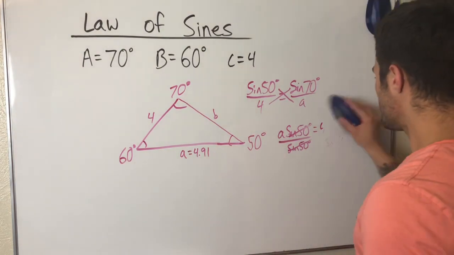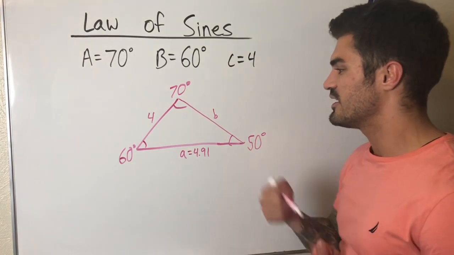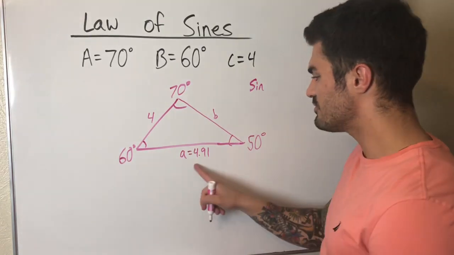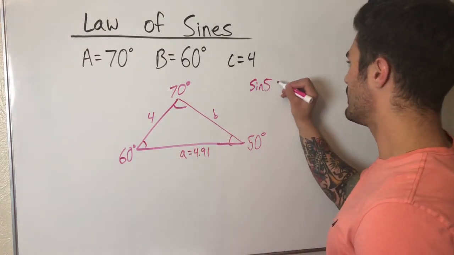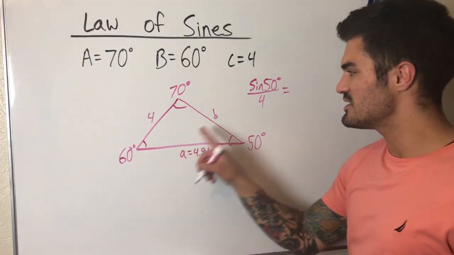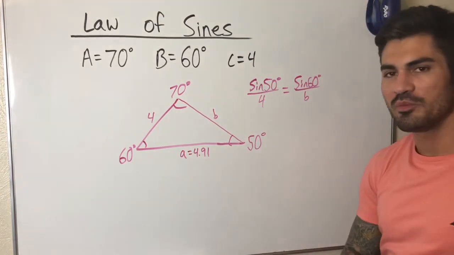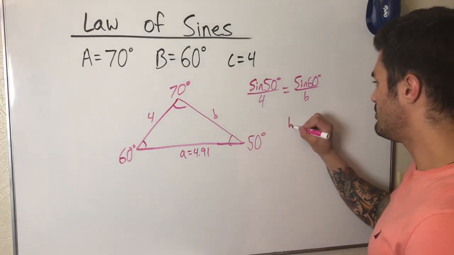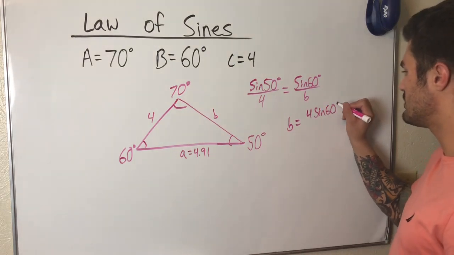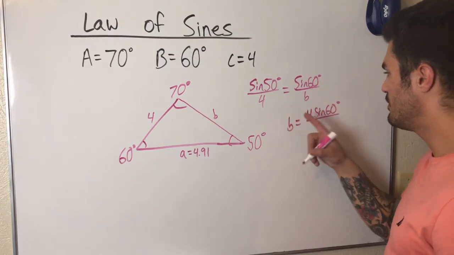Okay, so let's go into erase. Let's do one more law of sines and find this last side length. I don't like that number, so I'll use sine 50 over 4 again. Sine 50 degrees over 4 equals sine 60 degrees over B. I can solve for B. I'm going to do this in one step this time. I have B equals 4 times sine of 60 degrees over sine of 50.